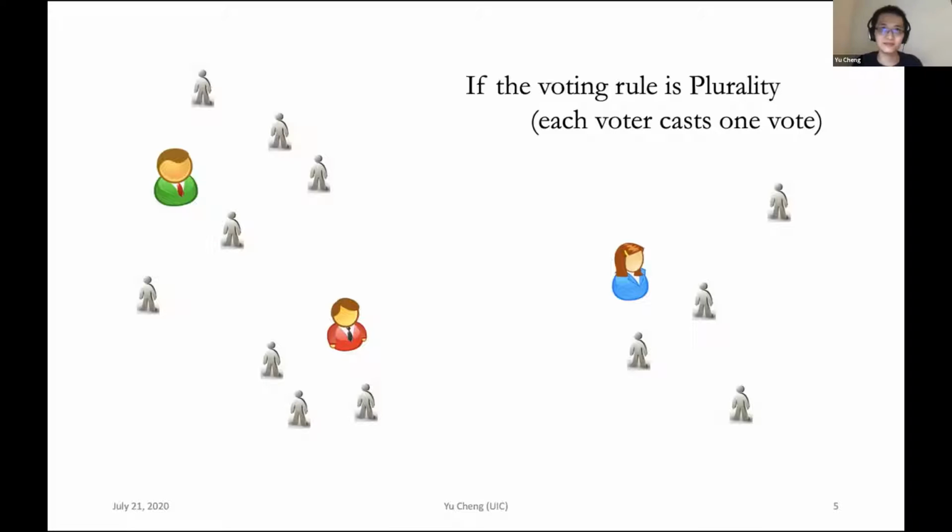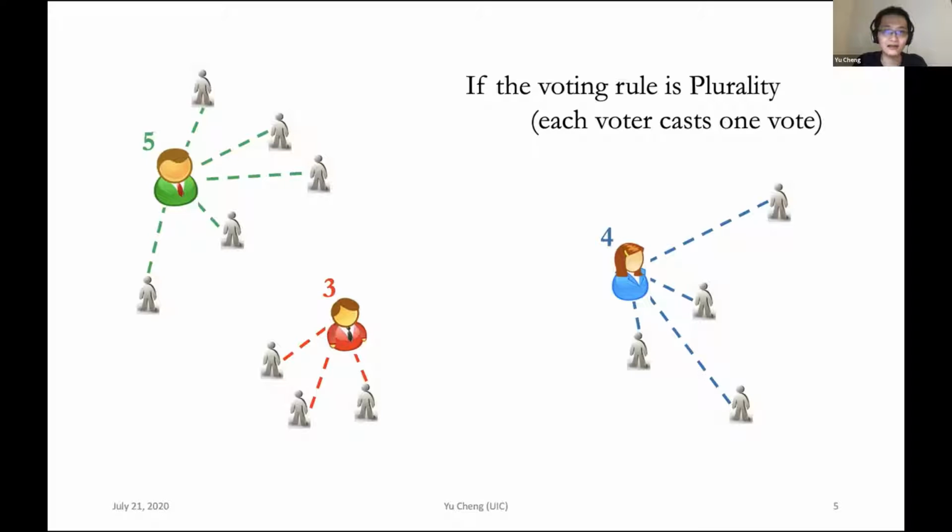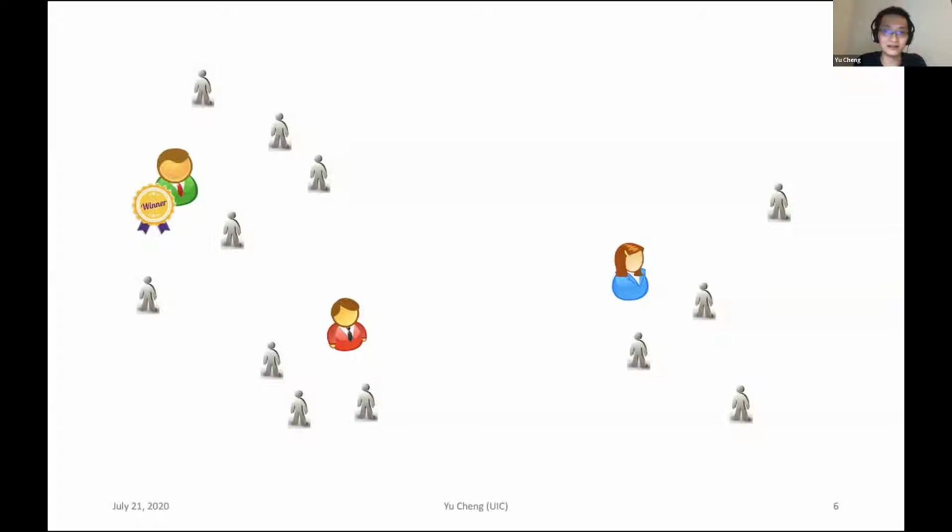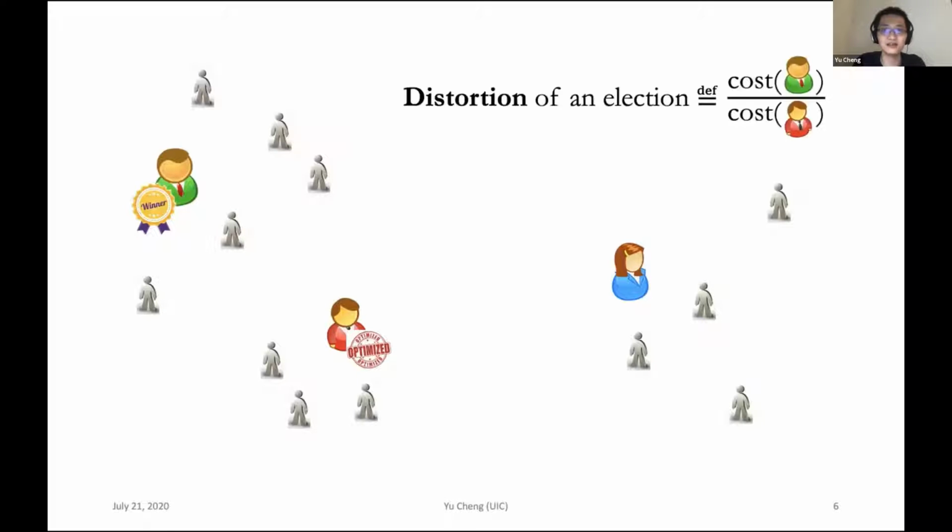Now, when you fix an election rule, suppose you want to do plurality on this particular instance, the voters are going to vote like this, and this green figure is going to win with 5 votes. But perhaps it turns out this red figure is the candidate with the lowest social cost. So you can define the distortion of your rule on this instance.